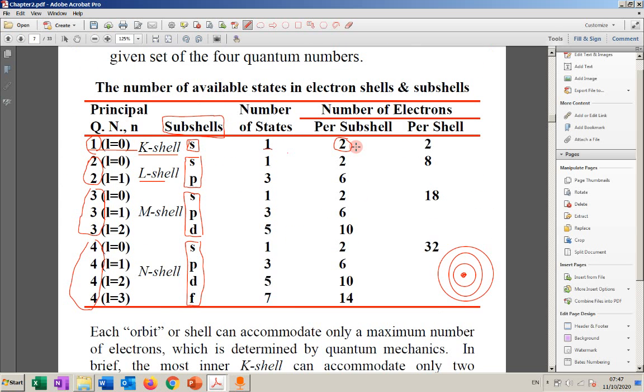So this tells us the number of electrons per shell, because each shell may have subshells. In the K shell we have 2 electrons. In high school I remember these numbers: 2, 8, 18, 32. Why? Because the second shell, which is the L shell, has s and p, two subshells inside it. In s we have 2 electrons, in p we have 6 electrons, so the total number of electrons is 8.